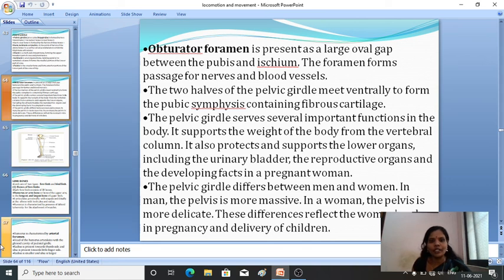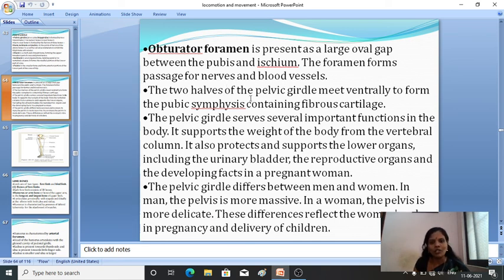Next comes the obturator foramen. This obturator foramen is present as a large oval gap between the pubis and the ischium. The foramen forms the passage for the nerves and the blood vessels. It makes a way for the passage of nerves and blood vessels.